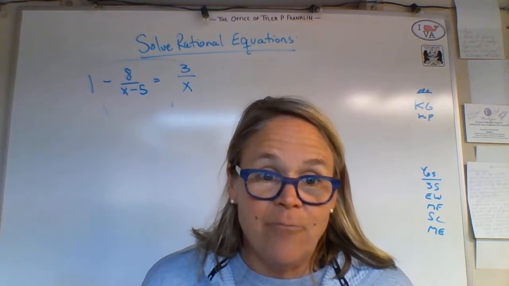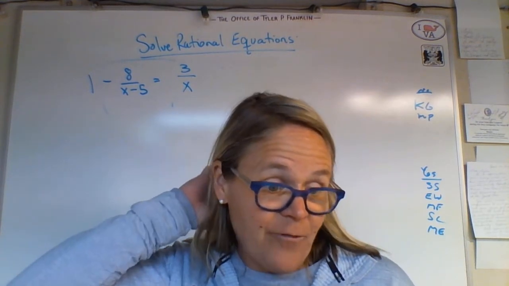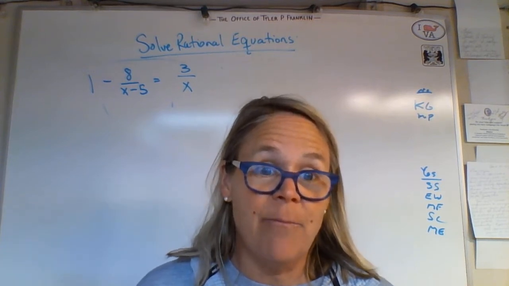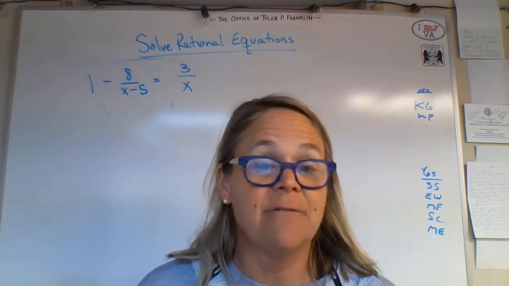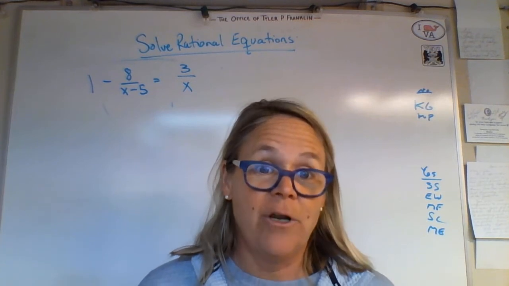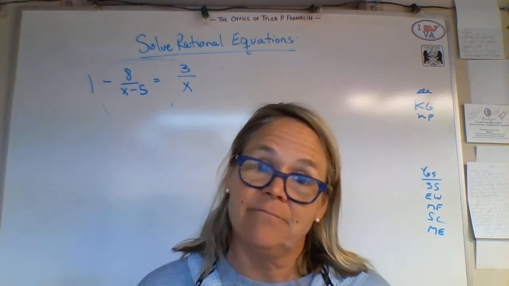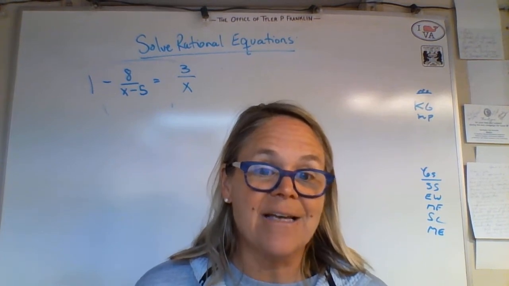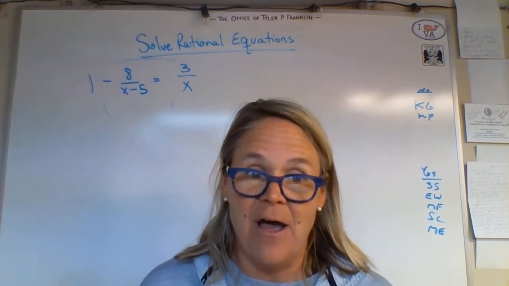So you want to get rid of your denominators. Well, the first one doesn't have a denominator. For the second one, what do you need to multiply by to get rid of x minus 5? X minus 5. What do you multiply to get rid of an x on the bottom? An x on the top. So you need x times x minus 5.